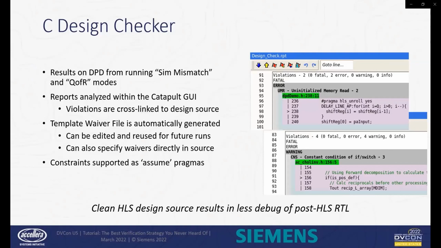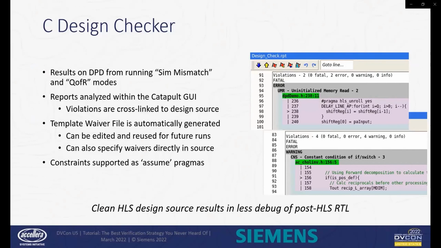All of the Catapult Design Checker results can be analyzed via text reports or from within the Catapult GUI. If you use the GUI, each finding is cross-linked to the design source for easier reference and debug. Individual findings can be controlled from a waiver file in order to reduce the output from subsequent runs. Alternatively, you can specify waivers within the pre-HLS source itself in the form of pragmas.